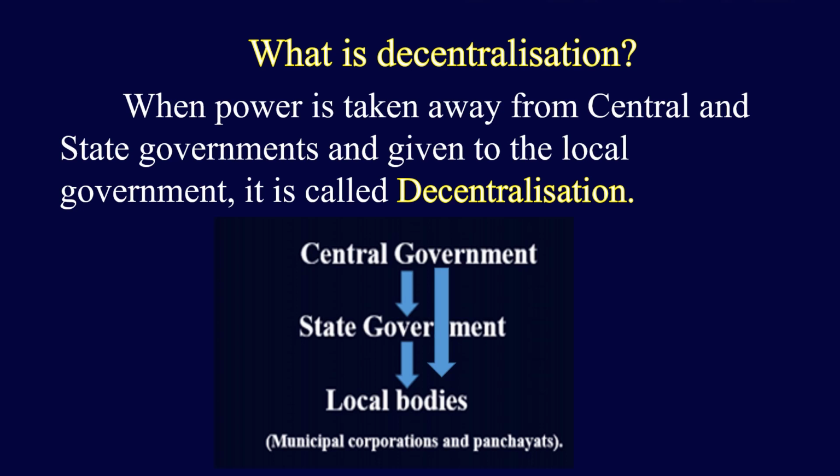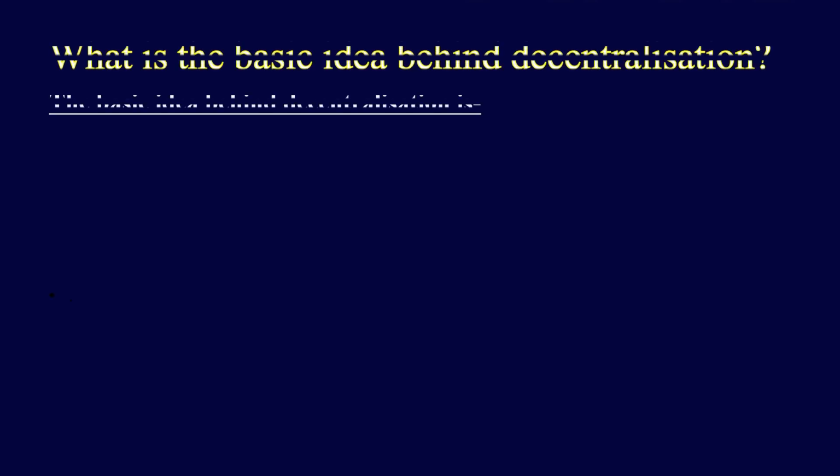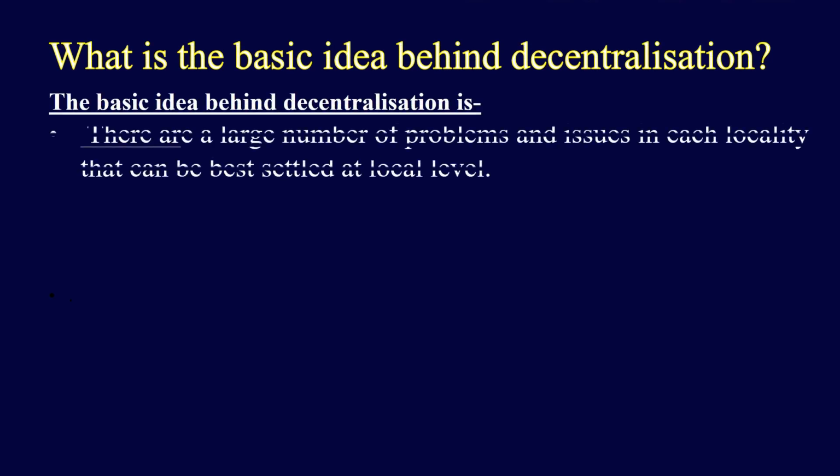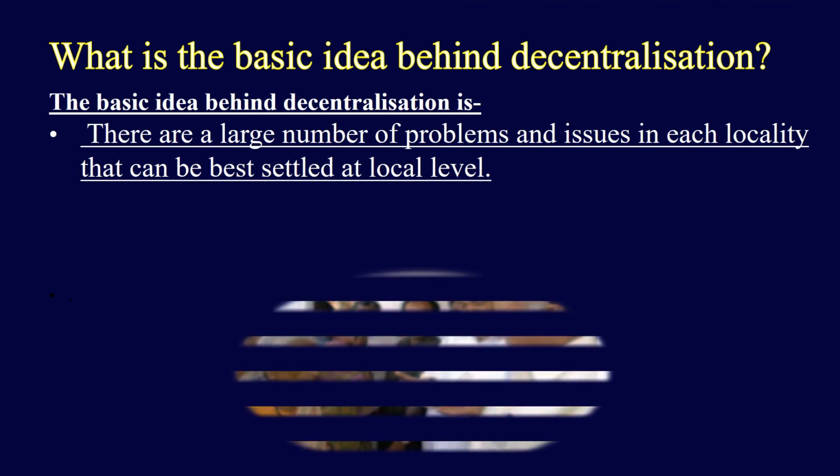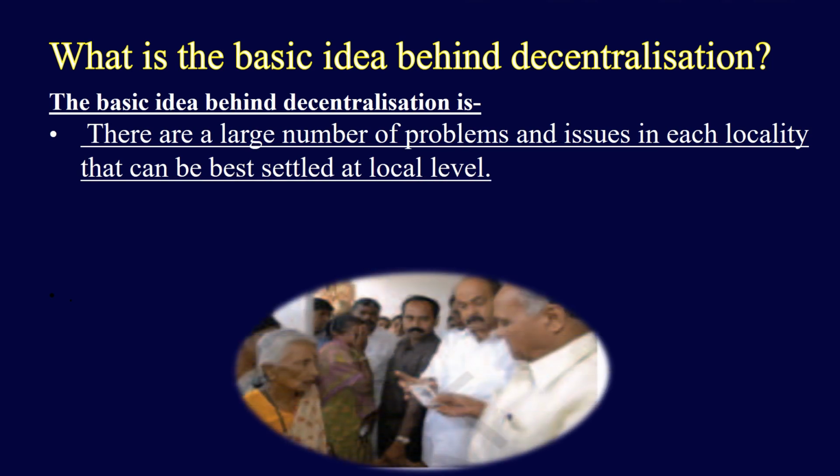So what is the basic idea behind decentralization? The basic idea behind decentralization is that there are a large number of problems and issues in each locality, and that can be best settled at the local level by the local leaders. Because local leaders have better knowledge about the problems in their localities and they know how to manage things and where to spend money. So the power should be in local people's hands.